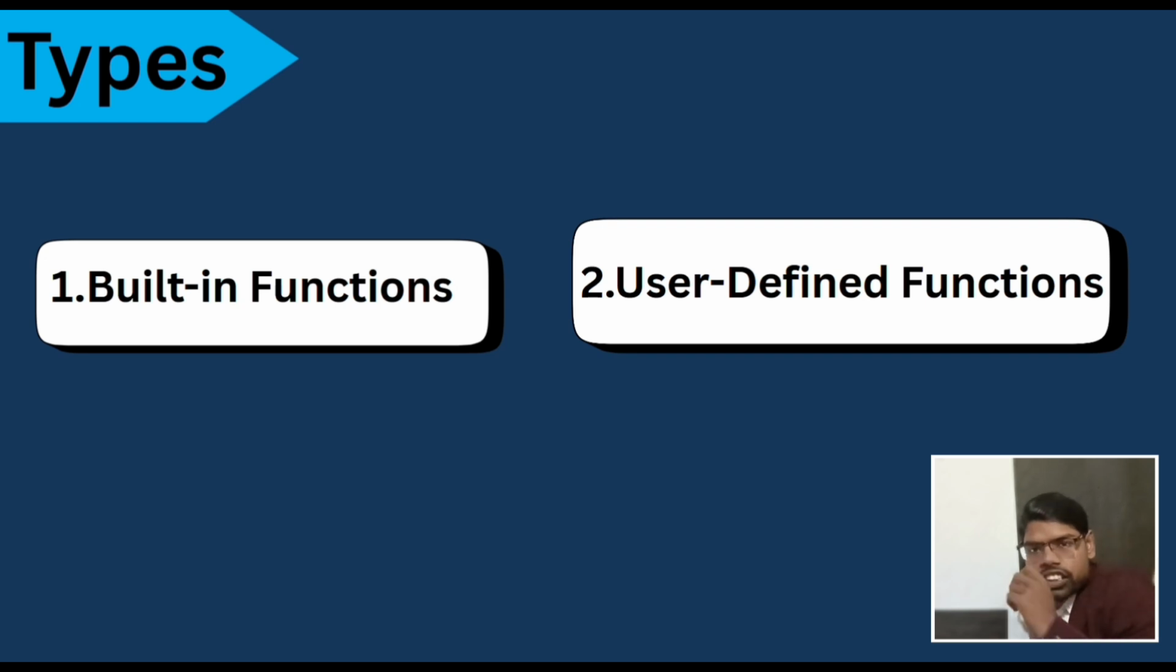Next, functions are of two types. First, built-in function, second, user defined function. Built-in function means it is already built into Python, like print is a built-in function, len is a built-in function, and most importantly type is a built-in function. User defined function means you can declare and define the function yourself in Python, like addition of two numbers.